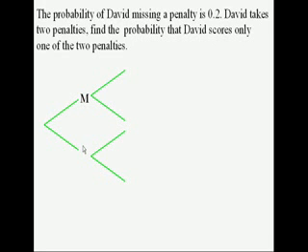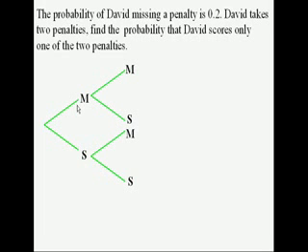He could miss the first penalty, or he could score the first penalty. If he misses the first penalty, he could miss the second penalty, or he could score the second penalty. If he scores the first penalty, he can miss the second penalty, or he could then score the second penalty. So these are your options. He could miss, miss; miss, score; score, miss; or score, score. So there are your 4 different options which could happen in this scenario.